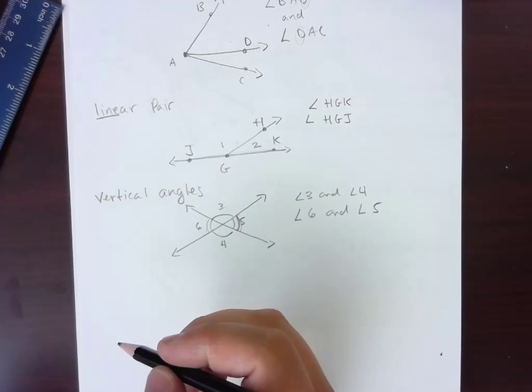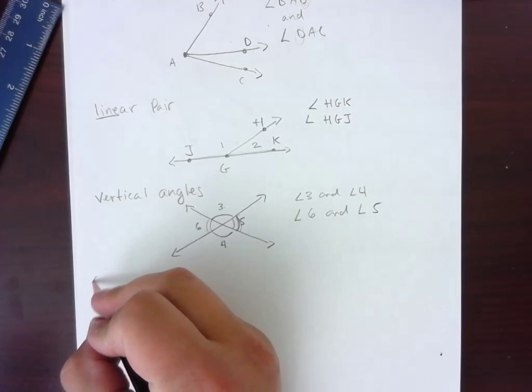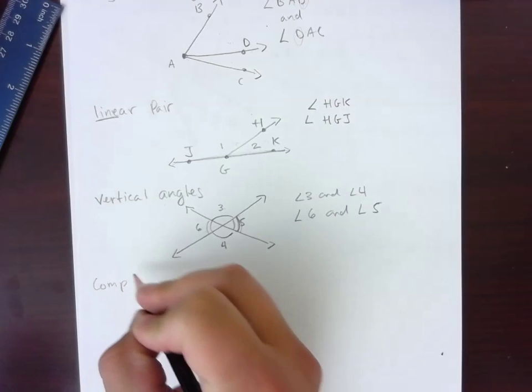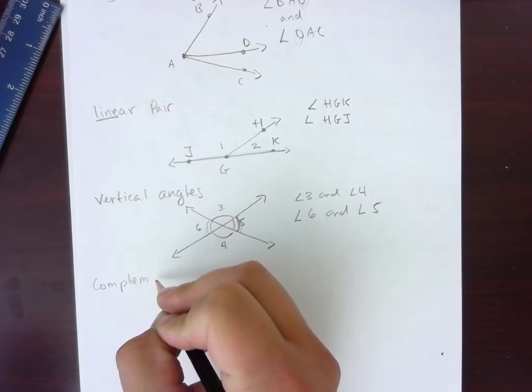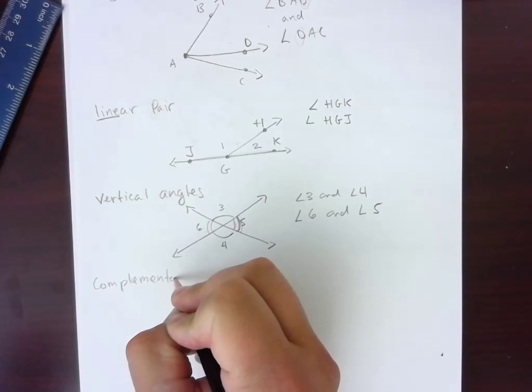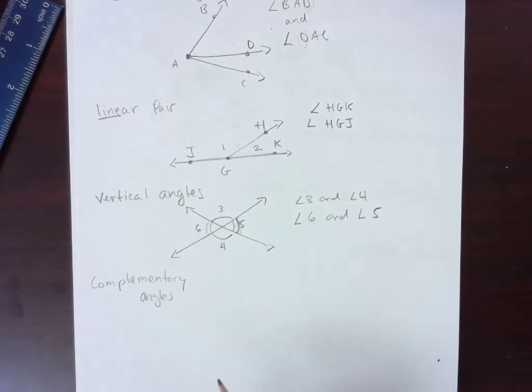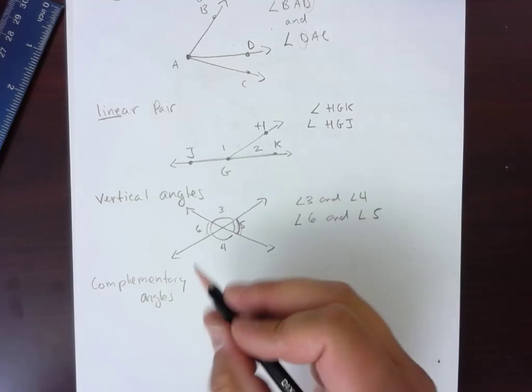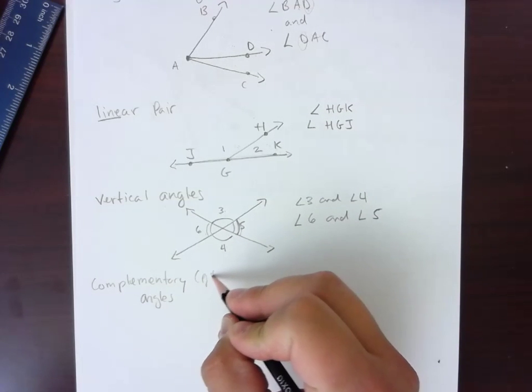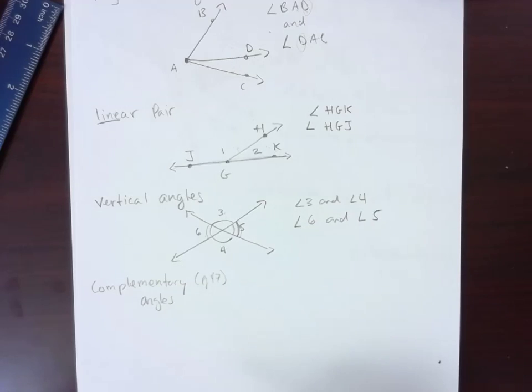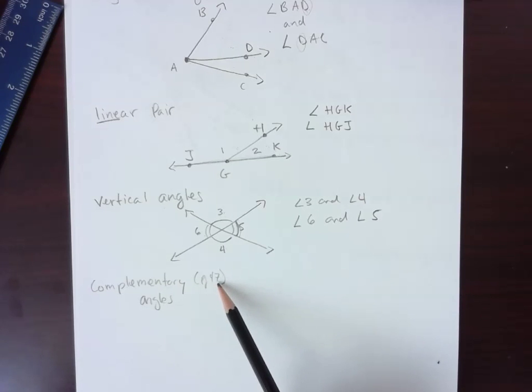Next one we have are complementary angles. And complementary angles, this is on page 47 in your text. Their definition says they are two angles with measures that have a sum of 90 degrees. And on page 47, they give a few really good examples of what complementary angles are.